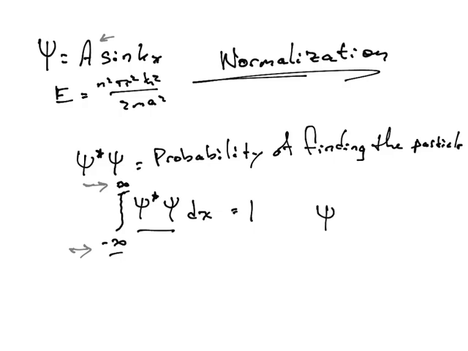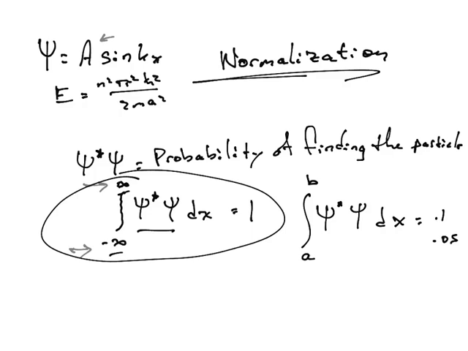Now, if I take the integral of psi star psi dx and I go from A to B, some smaller region, then this doesn't have to be 1. This could be some number. It could be 0.1 or 0.05, depending on what this region is. If I'm looking at a very small region, then the chances of finding a particle are really low. The bigger the region, the more likely I am to find it. If I look everywhere, which is what this one is, then I have to find it, because it must exist.